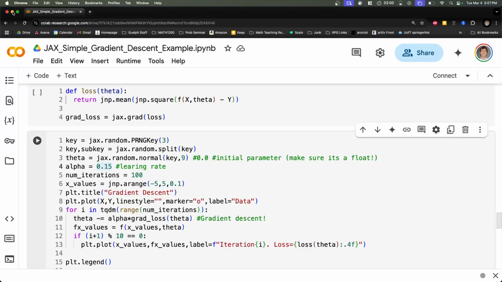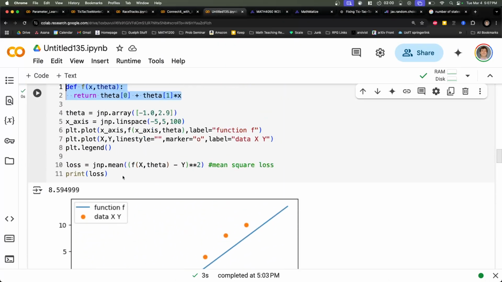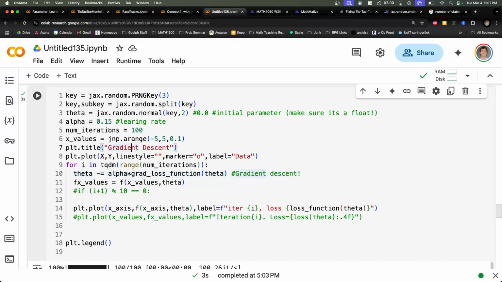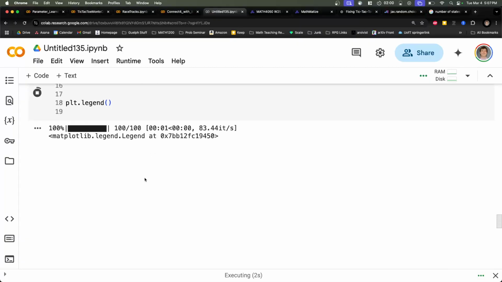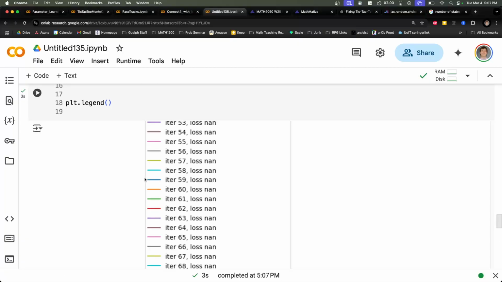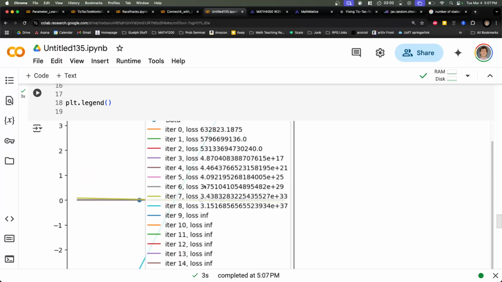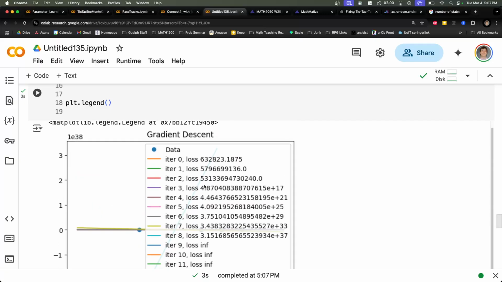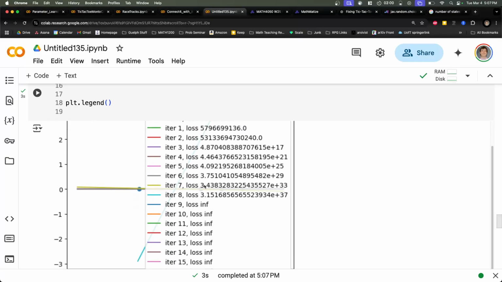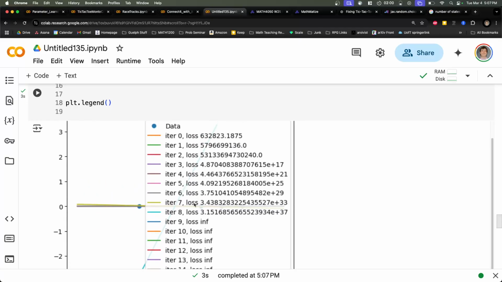Let's go back to the linear case. Let's see what would happen here if I make the alpha, instead of 0.15, I make it 10.15. So it says the loss is NaN, not a number. And if I go to my plot, you'll see that, first of all, the scale of this plot is on the scale of 1e38. And second of all, at iterations 0 through 7, those were sort of fine. Iteration 0, the loss started out really big. Then from iteration 0 through 7, the loss got down to like 3.4, 3.1. And then at iteration 9, the loss became inf.